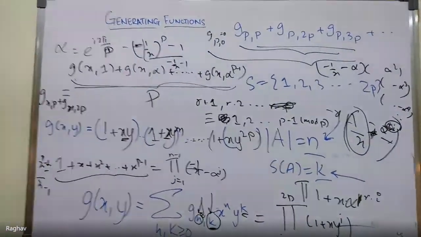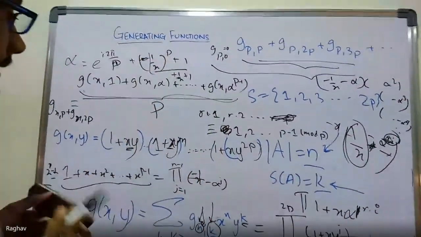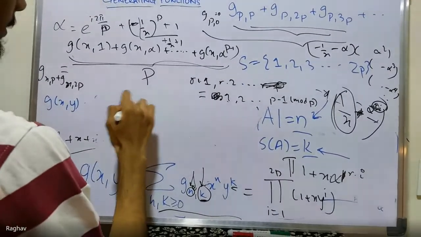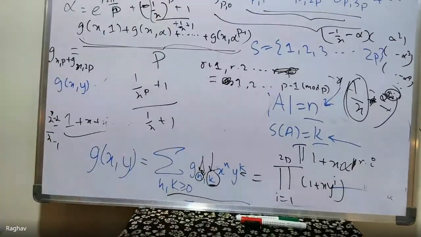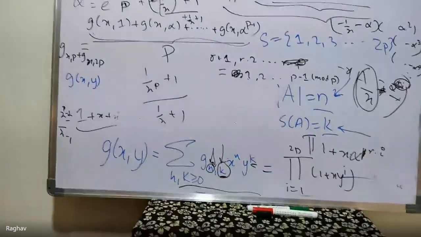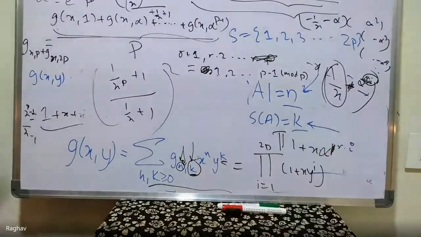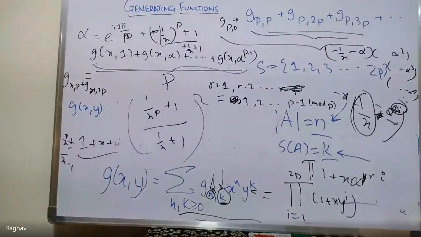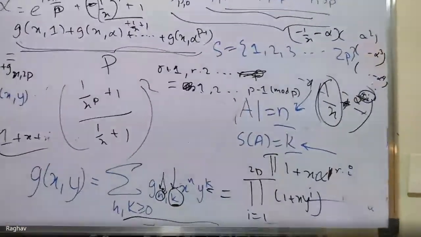Okay, I said p not equal to 2. So this just cancels, and finally you're left with 1 by x to the p plus 1 by x plus 1. That's for, oh, again, this whole squared because this is 1 to 2p, right? So 1 to p twice. Because alpha to the p is 1.